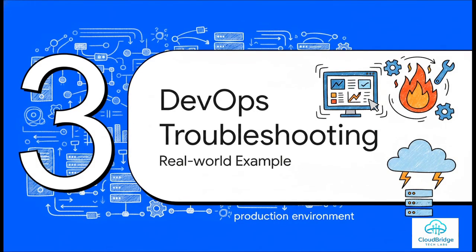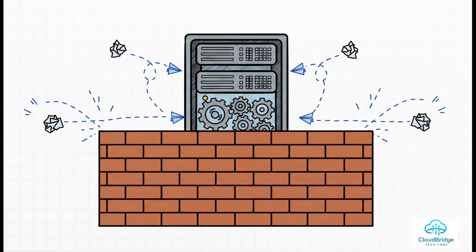All right, let's dive into Section 3, DevOps troubleshooting in action. You know, it's one thing to just memorize port numbers, but it's an entirely different thing to use that knowledge to handle a blazing fire in a live production environment. So here is your scenario. The application is running, but it is completely inaccessible. You've checked the server and the processes look absolutely fine.